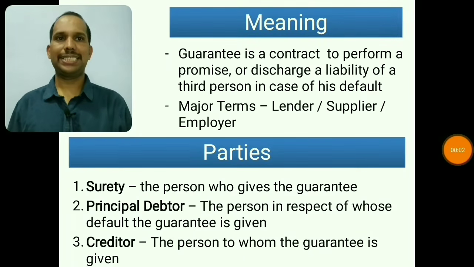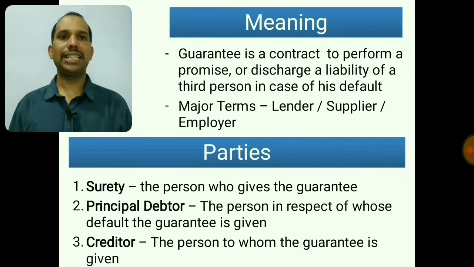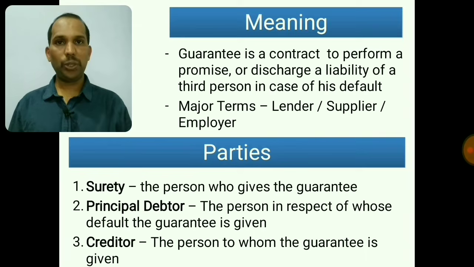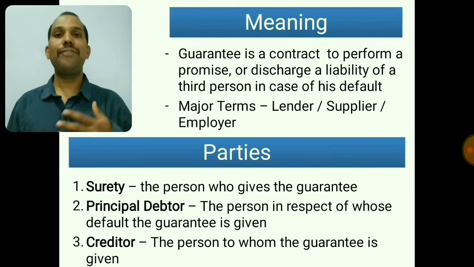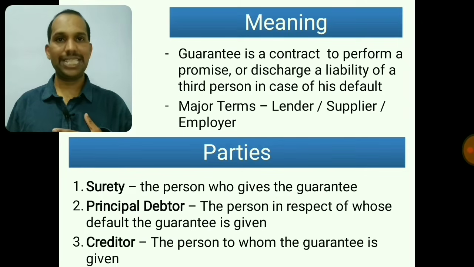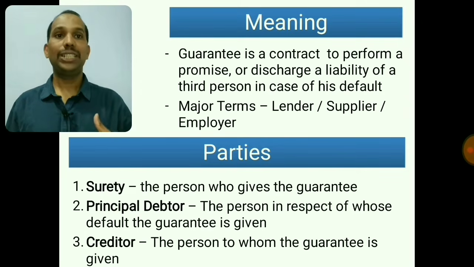Now let's try to understand the meaning of guarantee. Guarantee is a contract to perform a promise or discharge a liability of a third person in case of his default. Friends, remember that if there is no default, the third person who is surety will not have any liability. He is giving the surety to the second person, saying that if the first person fails, I will take the liability of the first person. That's very important.